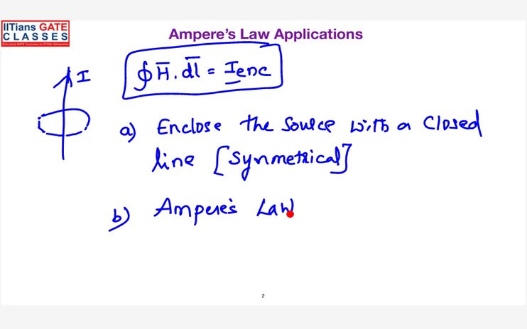So suppose if you have any current carrying element, that element has to be enclosed with a closed line. That is the first step. And that line has to be symmetrical. And the second thing, you can apply the Ampere's law to find out magnetic field intensity. Why? Because you can see the equation here. If you know the type of current, the current is known, you can easily define what is the magnetic field intensity. Or suppose if you want to go in a conventional method, you have to make use of the Biot-Savart's law.